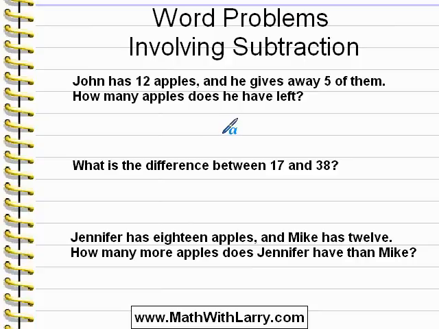Now in this lesson you're told that the problems all involve subtraction, but of course normally you won't be told what operation is involved, and you'll have to look for keywords or key phrases that will help you. Let's take a look at this first problem.